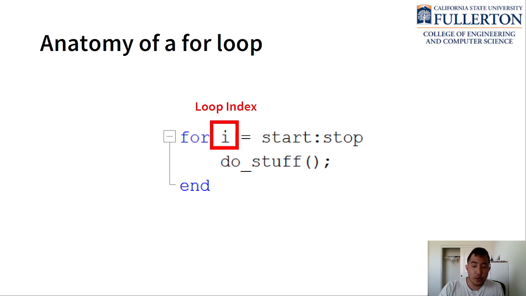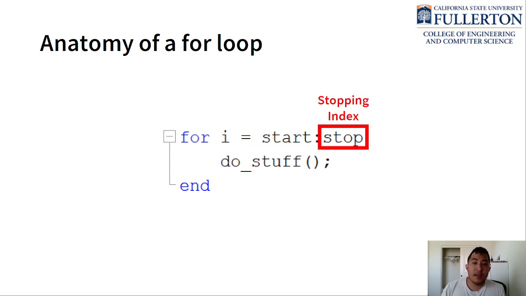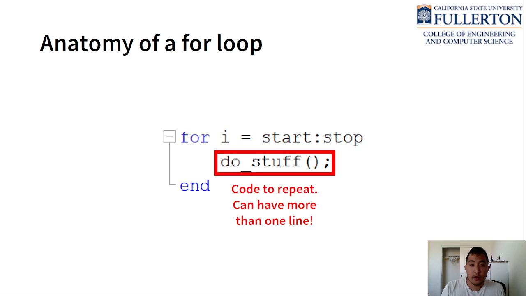First I want to highlight the loop index. This is a variable that you define within the for loop that you can use to track its progress. Next, you define the starting index, which is the starting value for that loop index. And then you define the stopping index. The number of times the loop repeats is basically the difference between stop and start. Traditionally, most people put 1 for start. And then for the stopping index, they just put the number of times they want the loop to iterate.